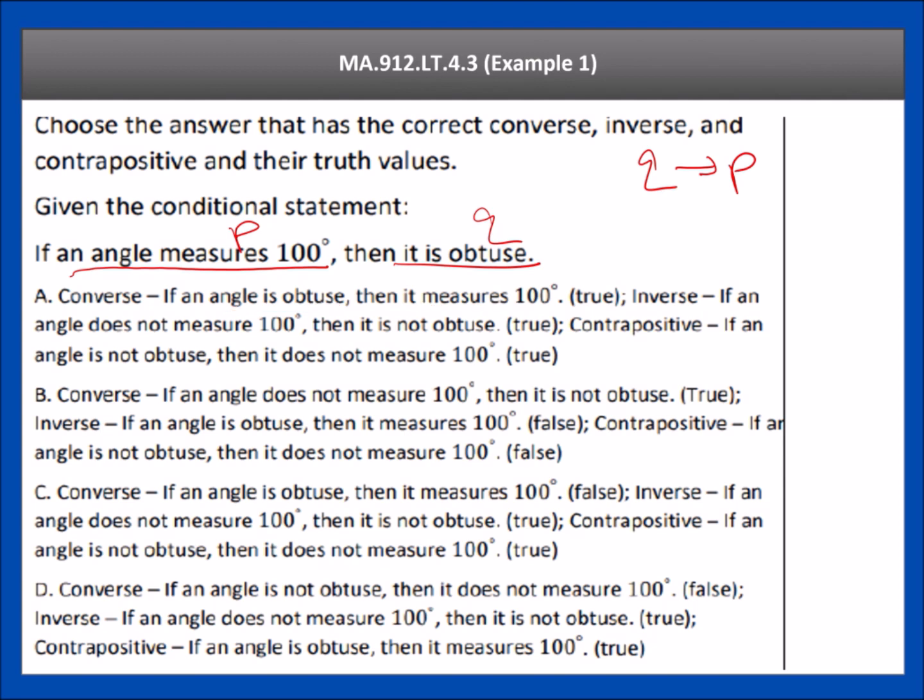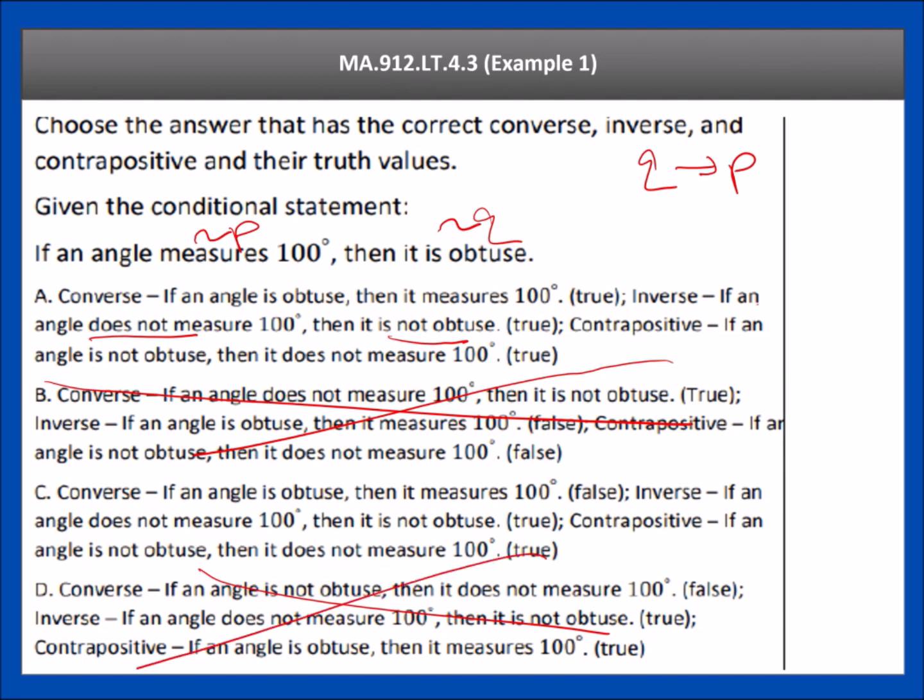The inverse is if I negate this, and negate this. So we say does not measure 100. If it does not measure 100, then it is not obtuse, right? So if an angle does not measure 100, then it is not obtuse. That looks good. It does not say that in B, so we're going to cross B out. Also, we're going to cross D out. So that's not correct. It looks like it's between A and C so far.